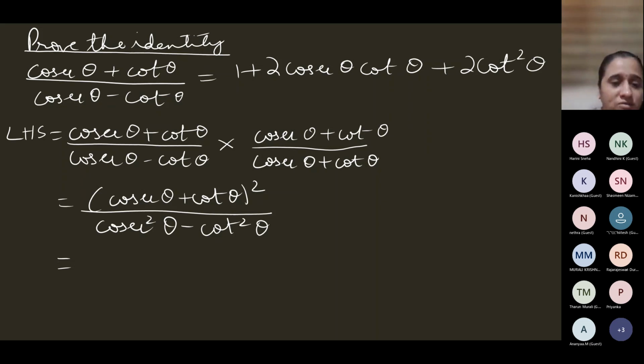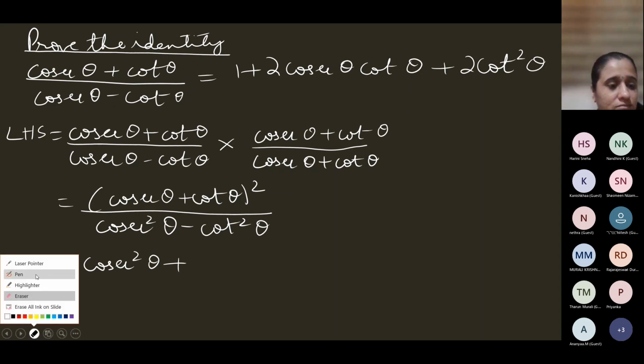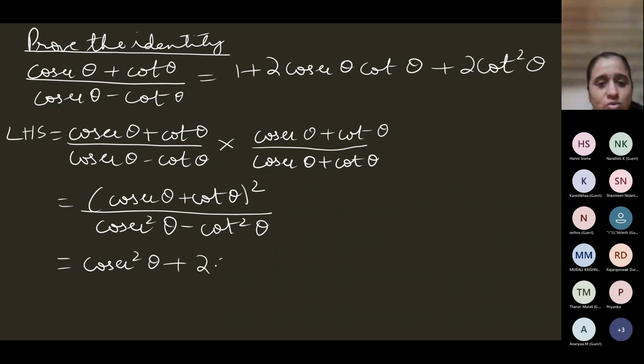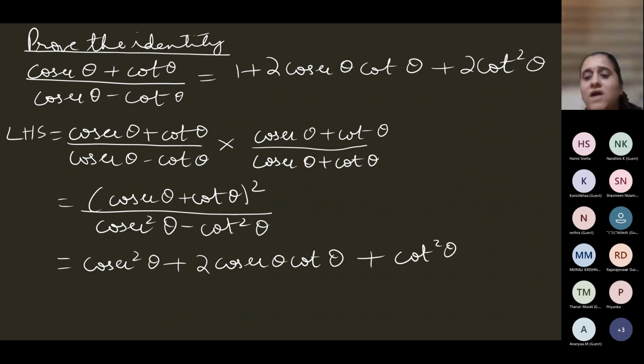So a plus b the whole square is a square, cosecant square theta, plus 2ab, 2 cosecant theta cot theta, plus b square, meaning plus cot square theta. Now tell me, after this, how do we arrive at the RHS? The denominator is 1, it's gone. We have not still arrived at the RHS.